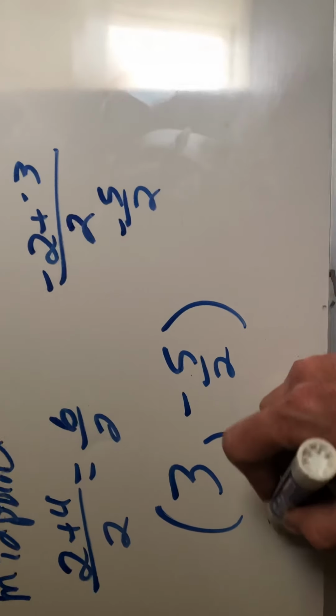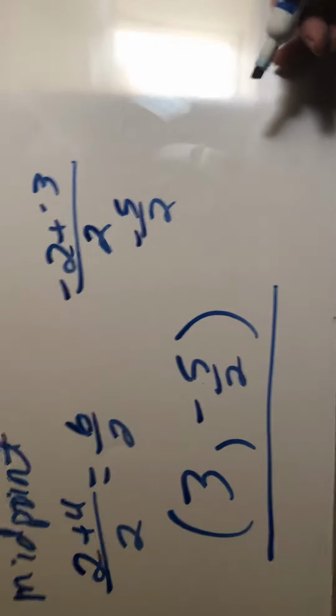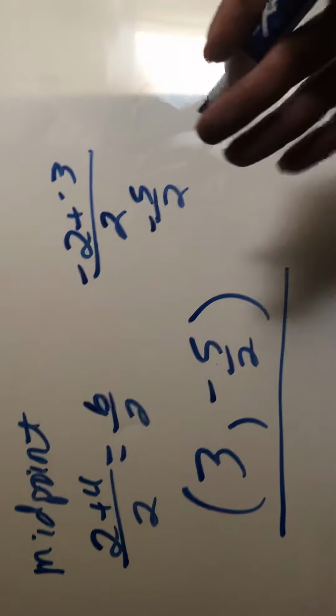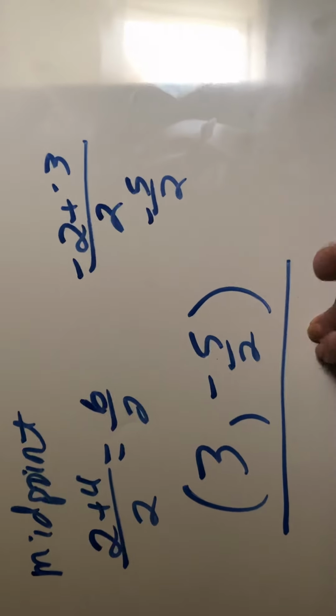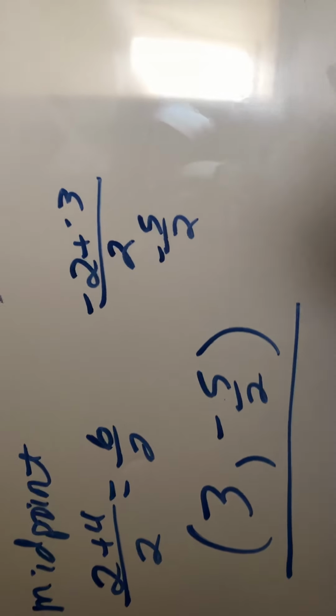Don't give decimals. Just leave it as improper fractions. Don't give mixed numbers. Leave whole numbers and improper fractions. That's what I want to see on that.